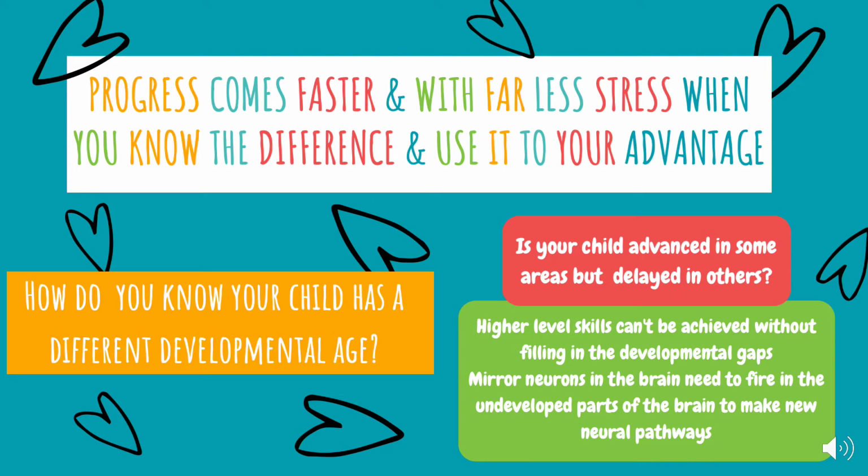So mirror neurons in his brain needed to fire in those undeveloped parts to make new pathways in order for him to fill in those gaps and be able to complete kindergarten, pre-K, first grade work. So by bringing him back, even though it was super hard and super stressful and so depressing, to that level with Madison and just sort of work with them together like they were twins, even though Logan was significantly bigger than her, we filled in those gaps and then he made huge jumps.